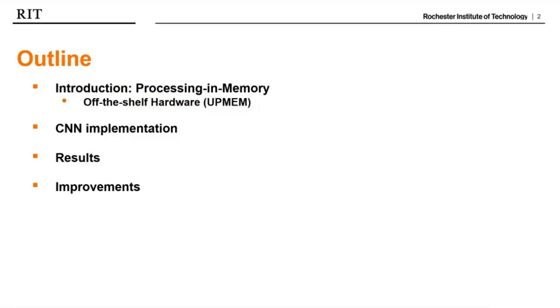So I'll start my presentation with a brief description of the concept of processing in memory and an overview of the UPMEM PIM hardware and its features and its architecture. Next, I'll discuss the proposed CNN implementation in the UPMEM PIM. This discussion will involve the challenges of CNN implementation and how we overcame this and how we came up with our own solution. We'll also discuss the implementation of two CNNs in the PIM, which have contrasting scale and structure.